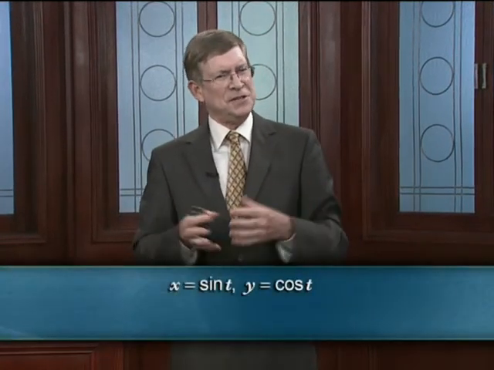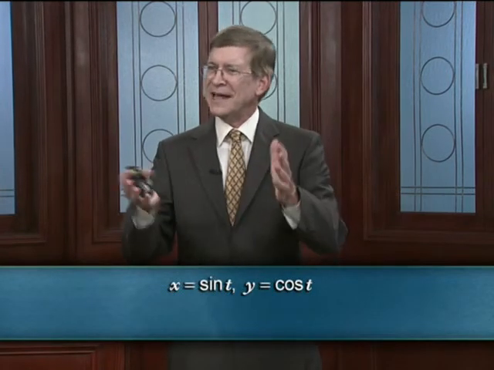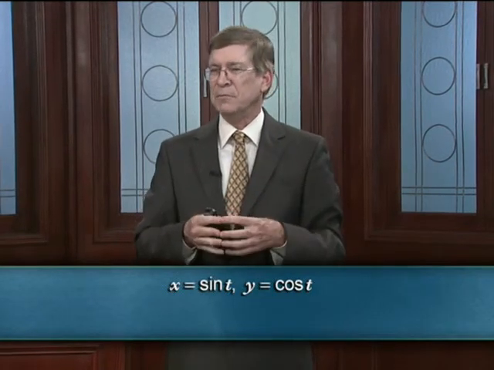Okay, let me ask you another question. Here's another set of parametric equations. What do they look like? What's the graph going to be? And the equations are pretty simple. x equals sine t, y equals cosine t. What's that going to be if I graph it in parametric mode?